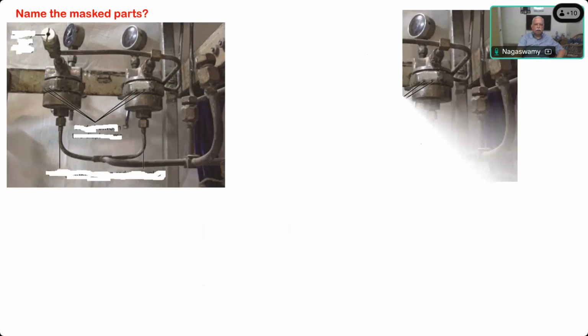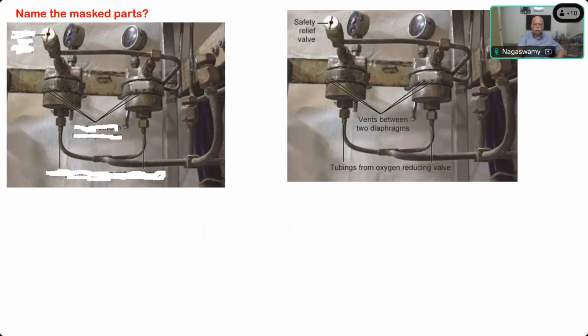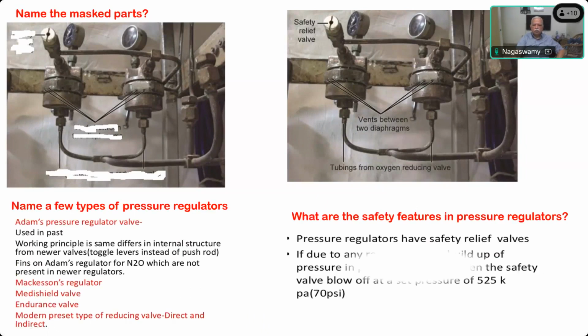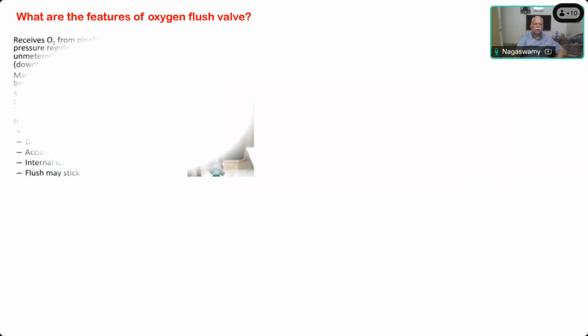This is the pressure regulator in the older machine. This is the safety release valve. These are small vents for leaking out excessive gas in case the diaphragm is damaged, and this is the tubing going to the flow meter. There are different types of pressure regulators, which we will not go into detail.